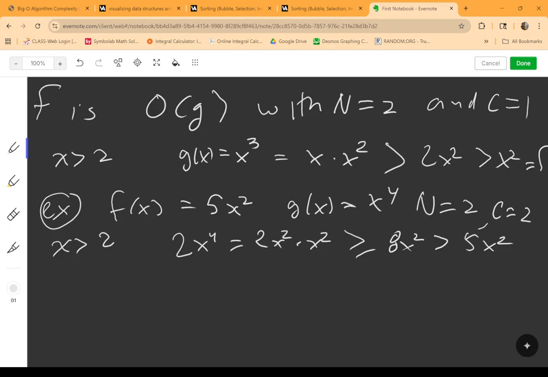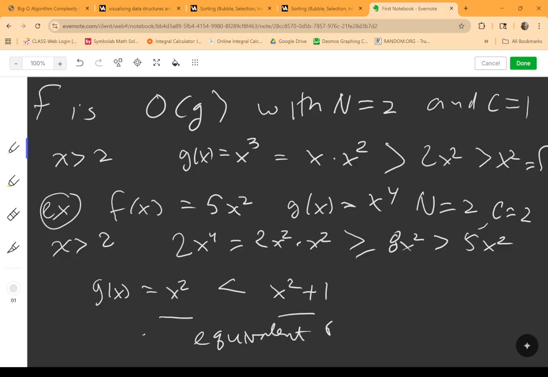Now be careful here. A smaller value does not mean a smaller growth rate. So x squared is less than x squared plus 1. That is true, we're taking x squared and then we add 1, so it would be less than that function, but that doesn't matter in terms of big O. Even though this is true, these have equivalent rates.